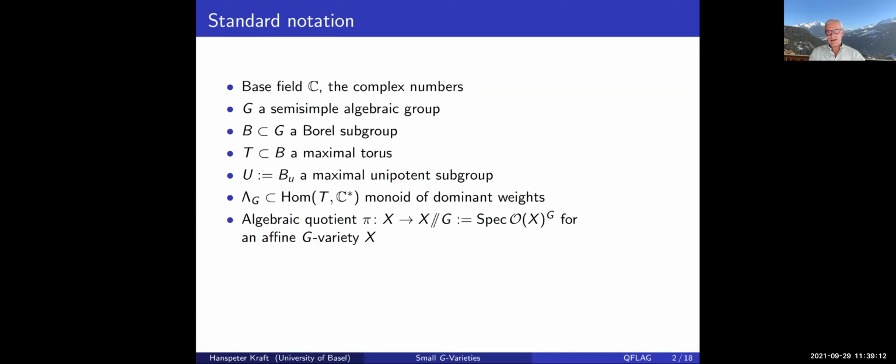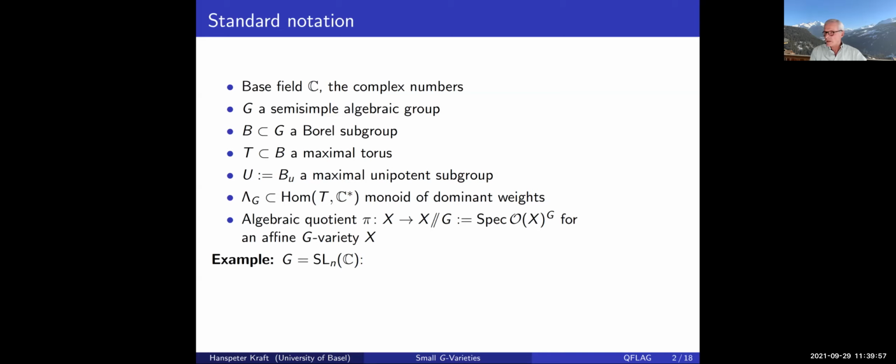X here is an affine G-variety. The really important part is that we are sitting in affine varieties. The whole projective situation has not been worked out yet. The algebraic quotient is simply the map given by the invariant ring. It has these basic properties: it is always surjective, every fiber contains a unique closed orbit, and it carries the quotient topology.